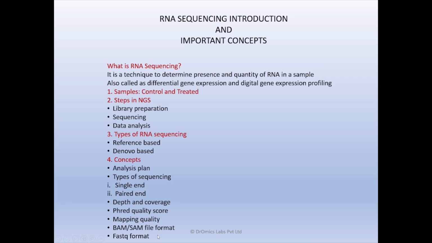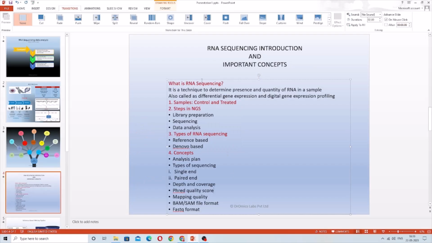Next is FASTQ format. FASTQ format is a read format and it contains 4 lines. So that I will explain to you here.